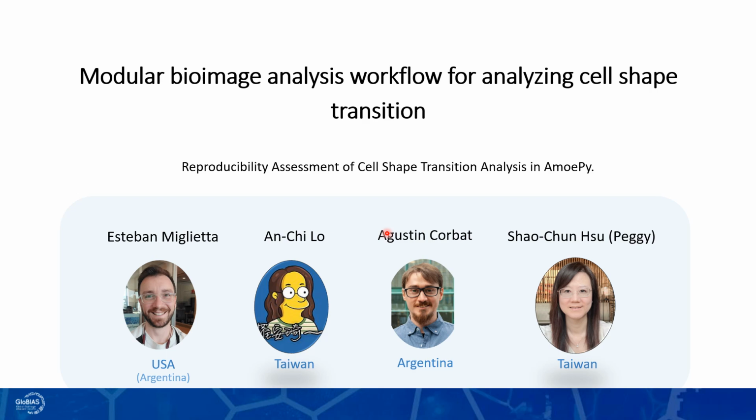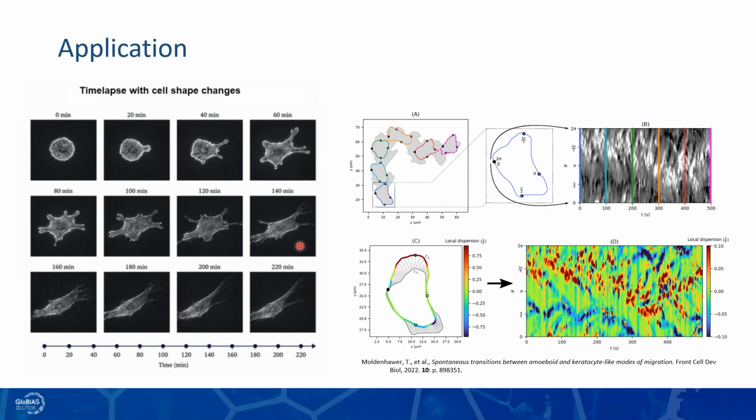Today, we will walk through the complete workflow from image segmentation, mask refinement, contour extraction, and spatiotemporal analysis. As cells continuously change their morphology over time, the first goal of this workflow is to accurately define the cell boundaries at each time point.